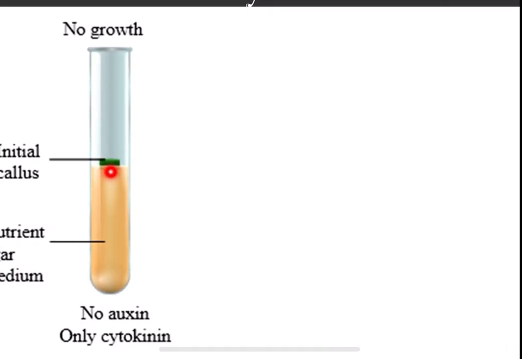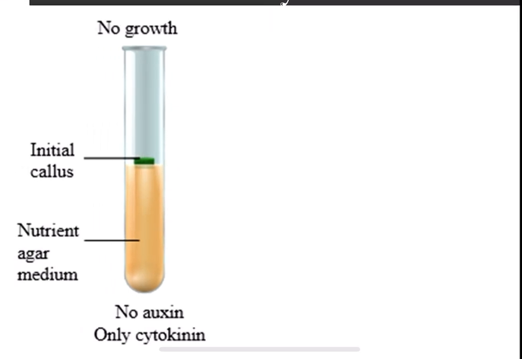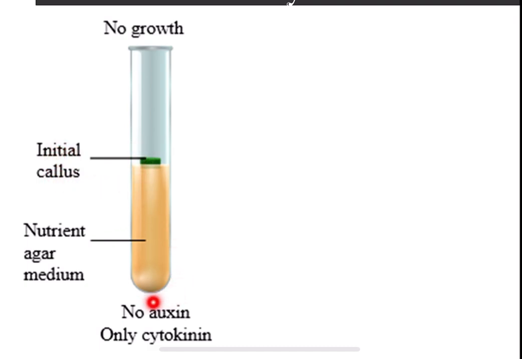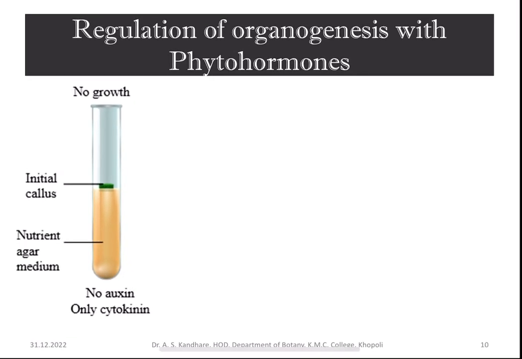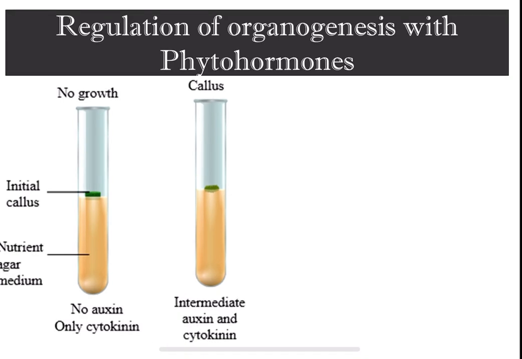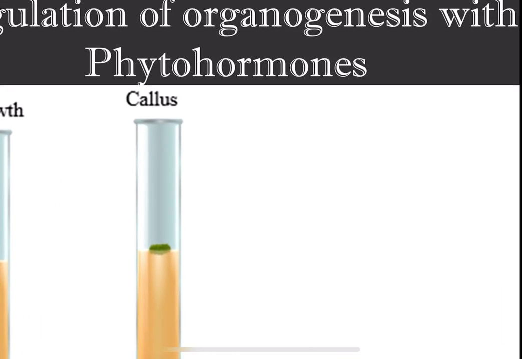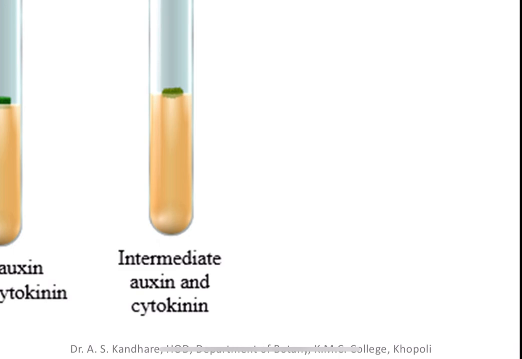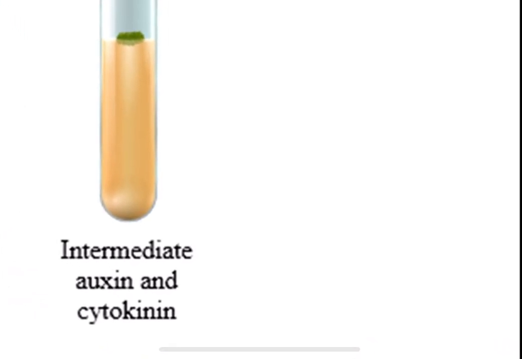So here you can see cell division taking place in the explant on the nutrient media and initial callus is developed with the help of cytokinin, isn't it? So in this way you can see how the PTC or organogenesis is regulated, isn't it? Intermediate auxin and cytokinin. अभी ये intermediate auxin and cytokinin का रेशो मेंटेन करने के बाद you can see callus formation is there, isn't it? ये callus को हम मेंटेन कर सकते हैं by providing equal amount of auxin and cytokinin.